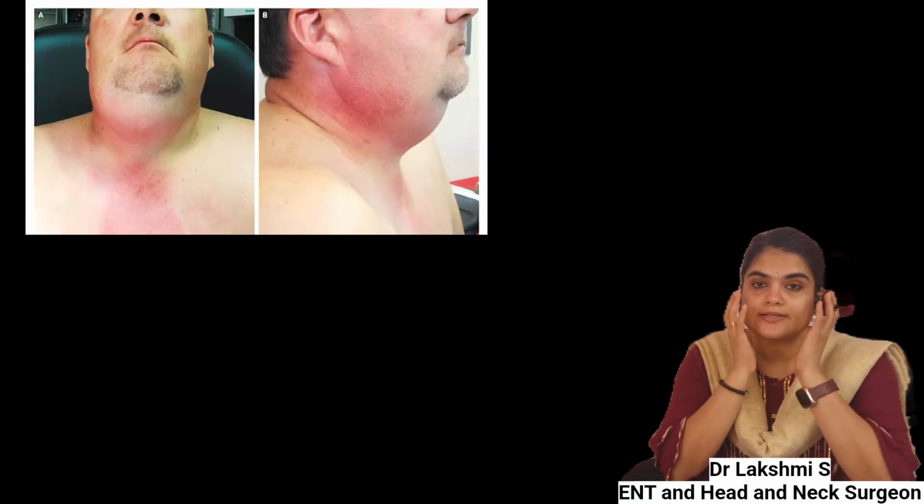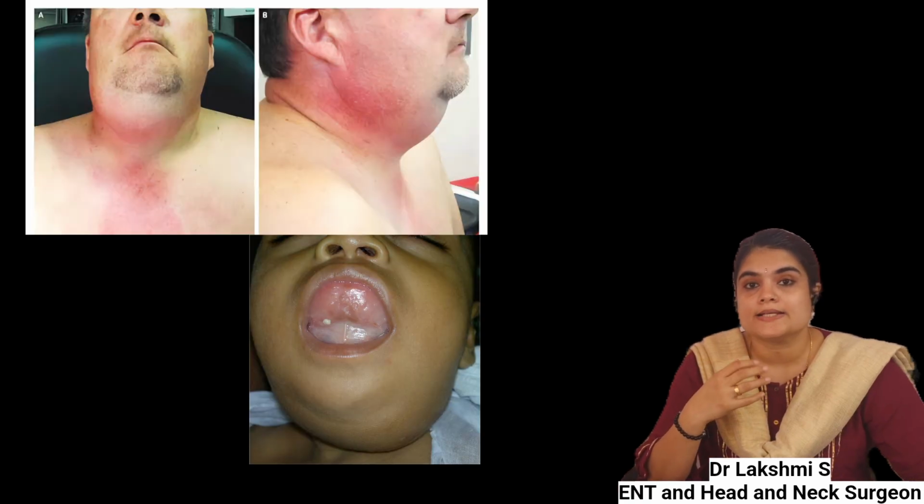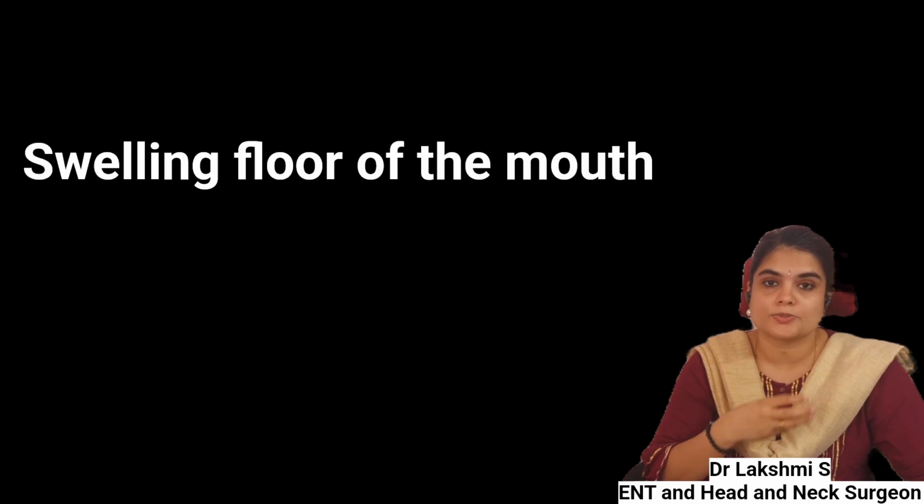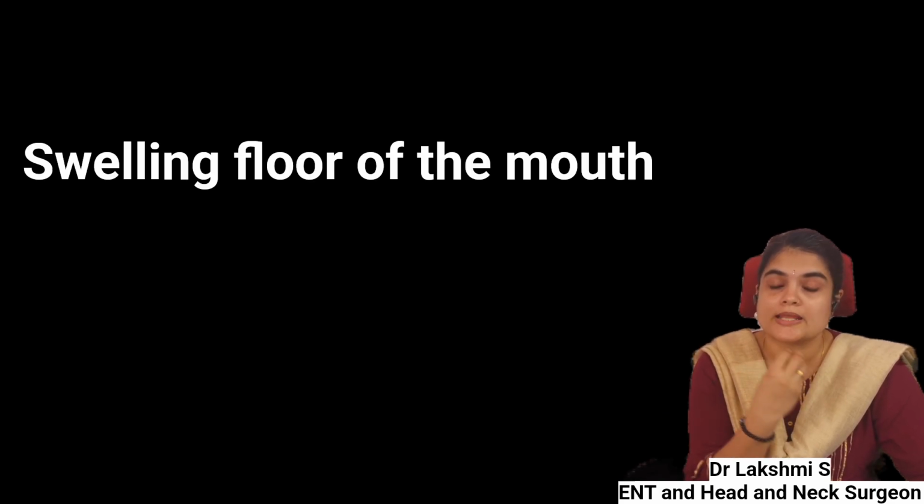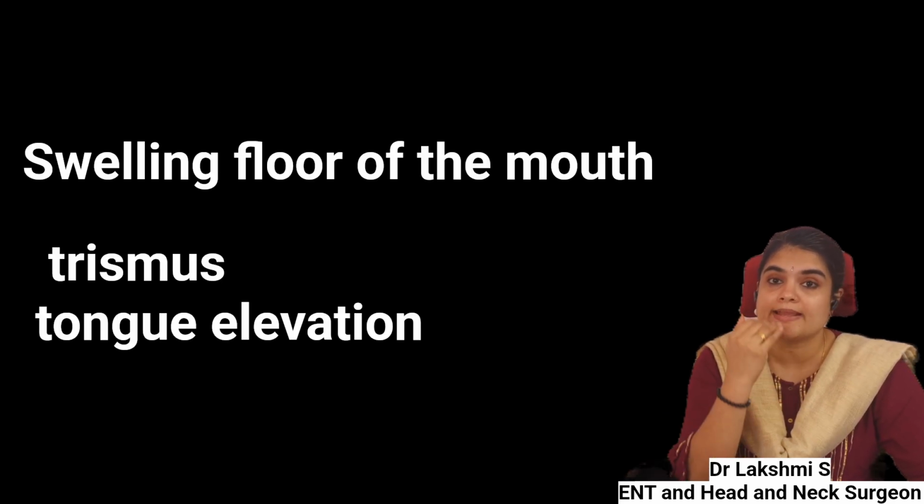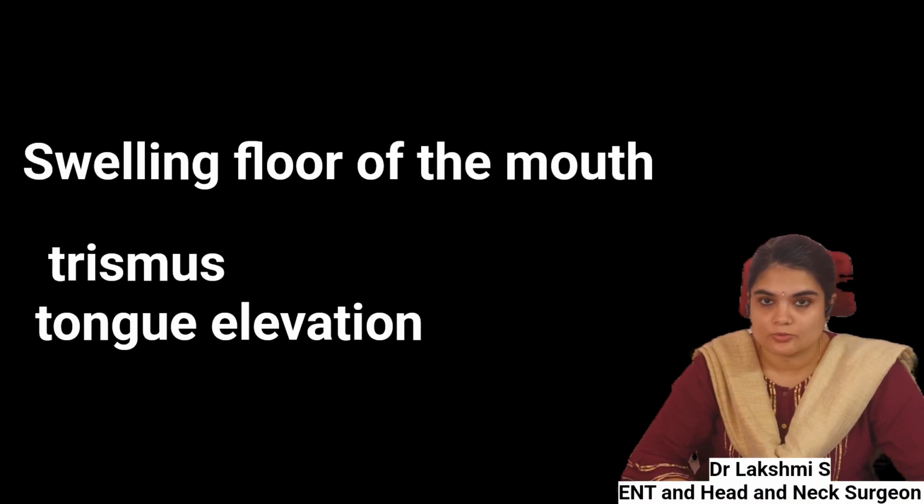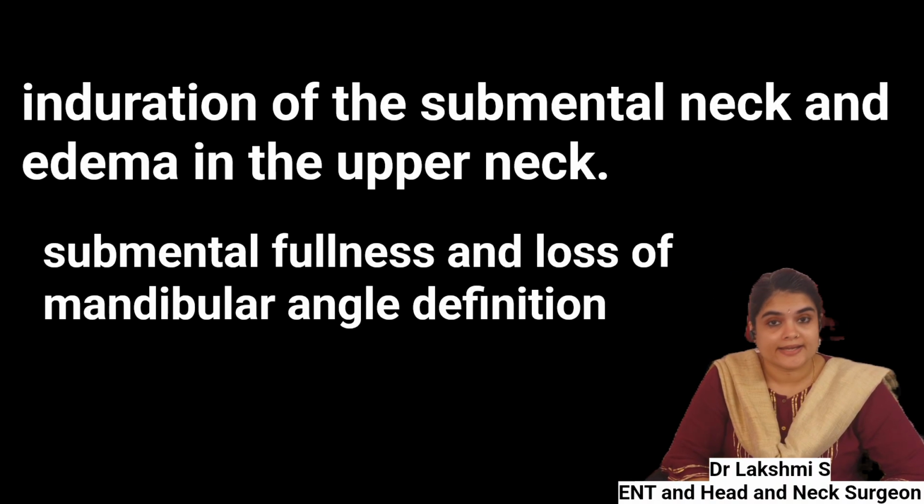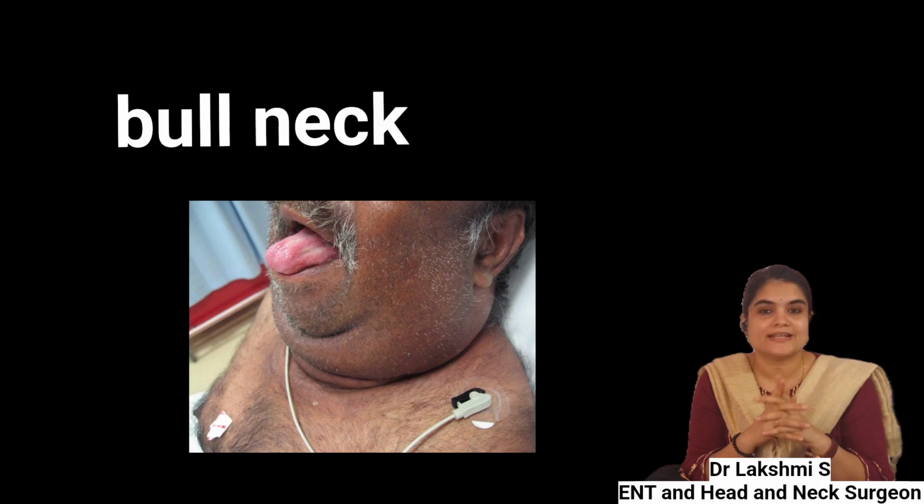What are the clinical examination findings? You can see that there is swelling around the neck, and it is mainly cellulitis. Before abscess formation, it will be cellulitis. So there is edema and swelling of the floor of the mouth, edema and swelling of the tongue. The tongue will be elevated, pushed upwards and backwards. There will be trismus. There will be induration of the submental neck and edema of the neck. And also the neck of the patient is known as bull neck. Another condition where we say bull neck is in diphtheria.